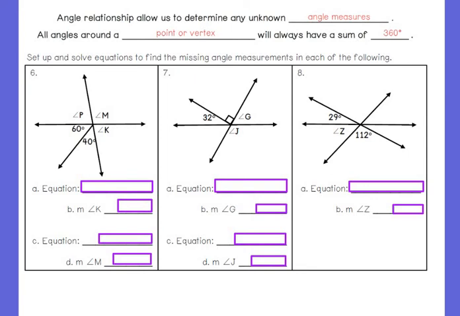Okay, looking at number 6. I have to find all the missing angles. How many are missing? 3. They gave me how many? 2. Okay, so I'm using all 4 of my vocabulary words.